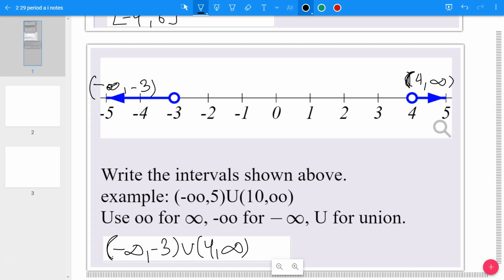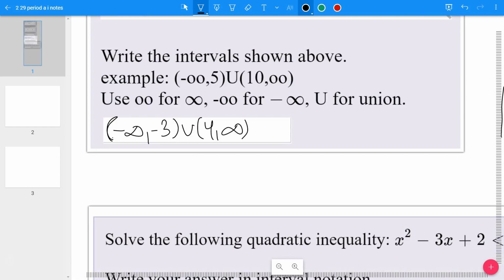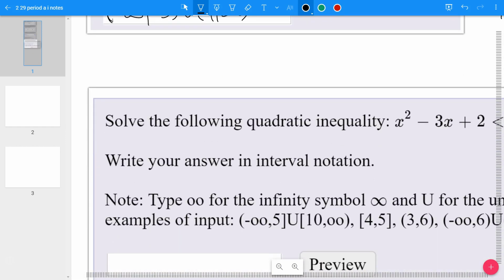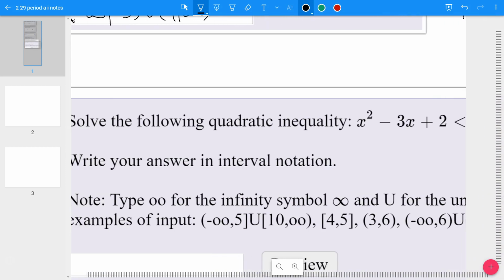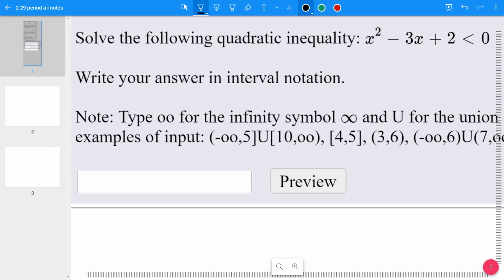So now that we have reviewed the basics of intervals of different kinds, let's solve an inequality. Many different kinds of inequalities are possible, so we'll just take a look at a simple inequality that looks like this. It says, solve the following inequality: x squared minus 3x plus 2 is less than 0. And then write the answer in interval notation. So keep that inequality in mind. We're going to solve it as follows.